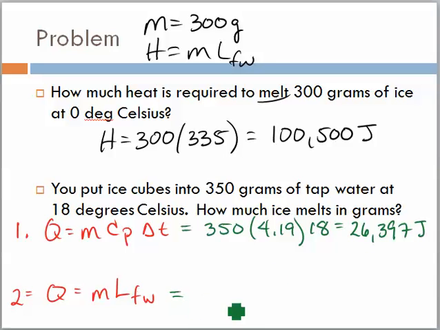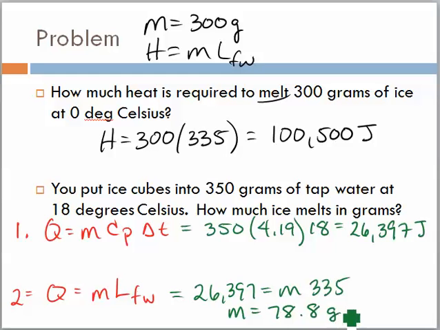So I'm going to say that 26,397 equals the mass times the fusion of water. Well, I don't know how much mass there is yet, but I do know that the fusion of water is 335 joules per gram. So I take that 26,397 and divide it by 335 and found out that 78.8 grams of ice can be melted from that.